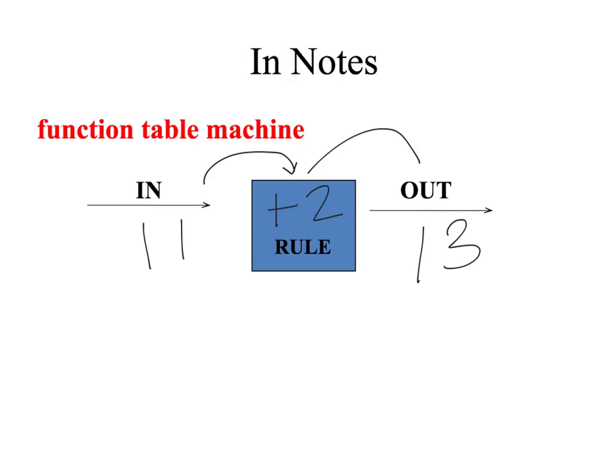Another example could be, if I was to erase this, and I was to say if I put 4 into the function table machine, and inside the machine the rule was times 6, well then 4 times 6 would be 24. Out would pop 24.